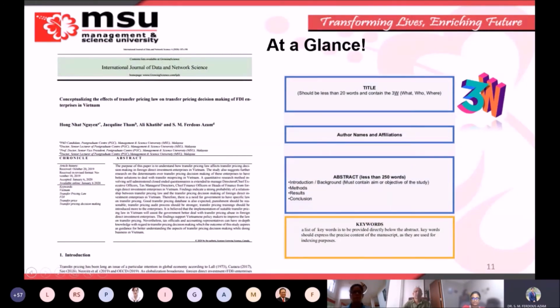You see on the left-hand side, this is an example from the International Journal of Data and Network Science. This is the journal, and the title is: conceptualizing the effects of transfer pricing law on transfer pricing decision making of FDI enterprises in Vietnam. So this is the research title, followed by the authors and affiliation. So here, if you take a look at the right-hand side, there are several things like title. We can use the 3W method.